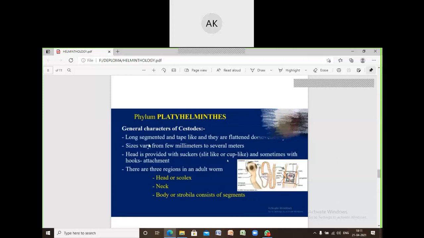There are a few general characteristics, like in platyhelminths. Since in your syllabus you studied the notes of this, I'll give you later. Since it's given, the general structure of platyhelminths, I just gave this, okay. Long, segmented and tape-like, and they are flat. Size varies from a few millimeters to several meters, means they might be in millimeters also, which might extend to meters. Okay, head is provided with sucker. Sucker means here.